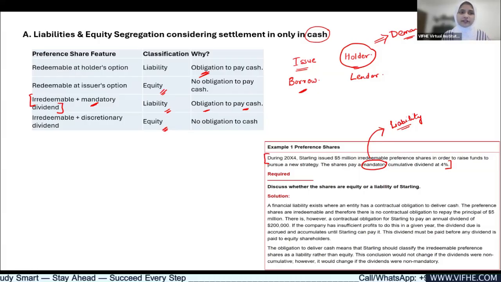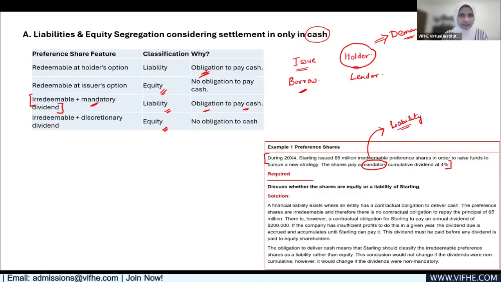Preference shares can be redeemable or irredeemable, and can have a mandatory dividend or not. It can be a mix of scenarios. So reality is you'll not have just one scenario. You'll have multiple scenarios, and they'll be mixed. Based on this table explanation, you'll have to be able to identify or crack what type of instrument it is.